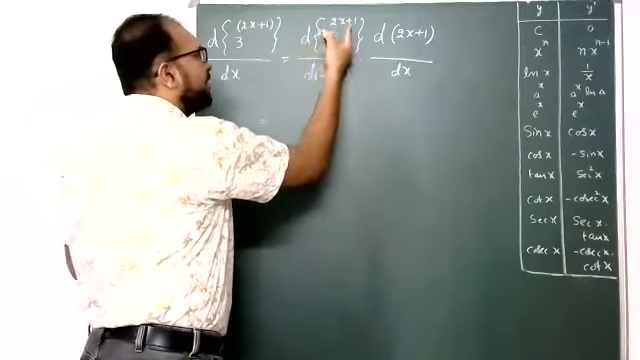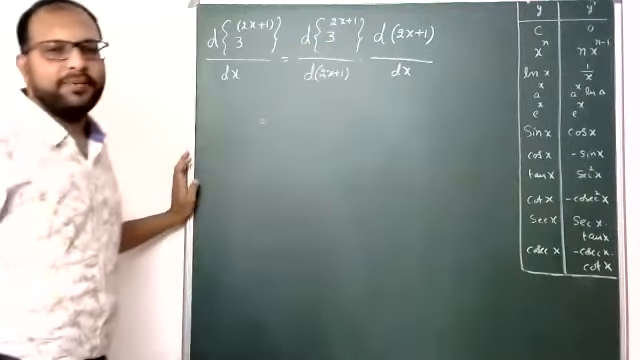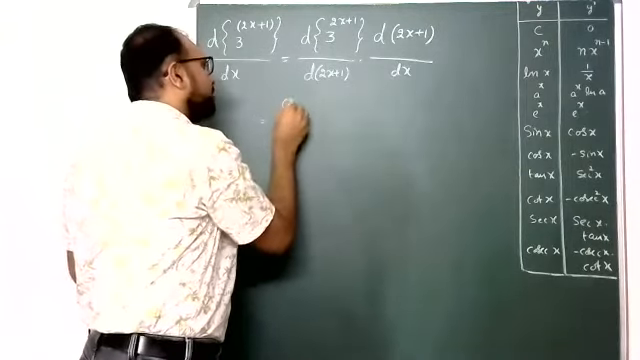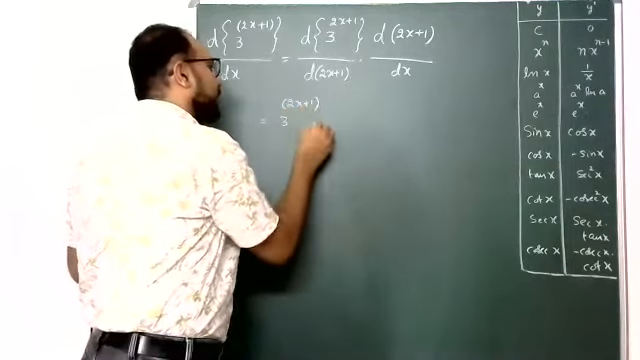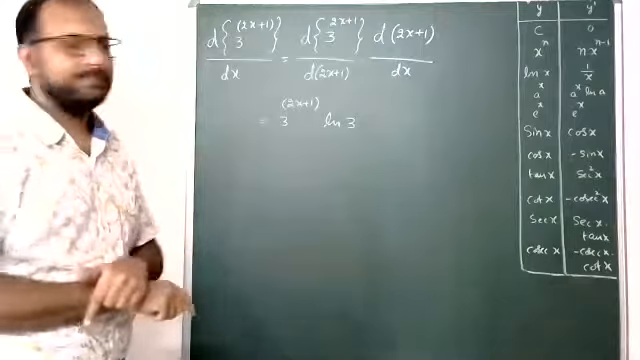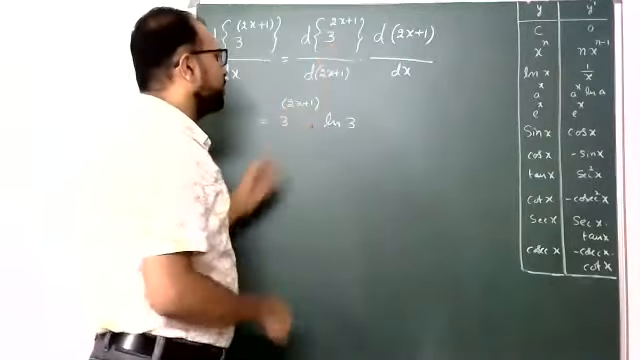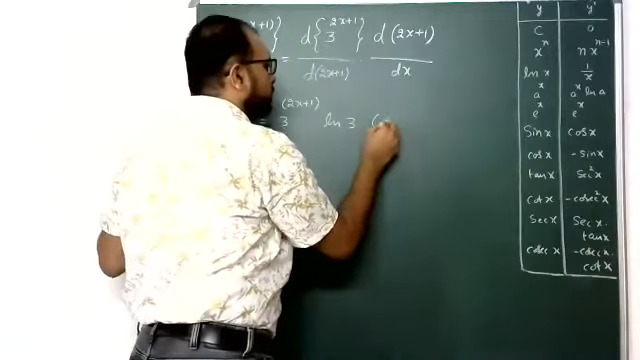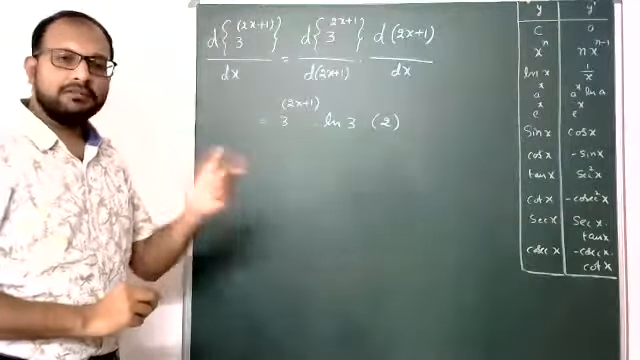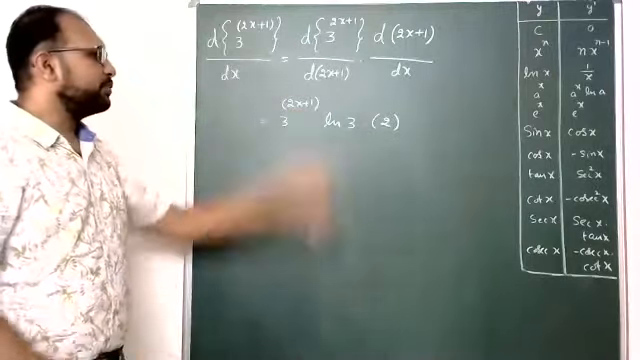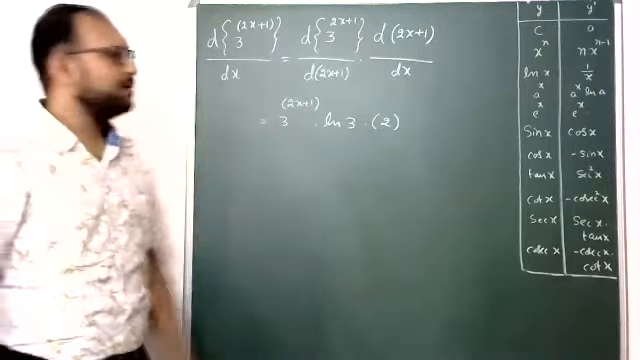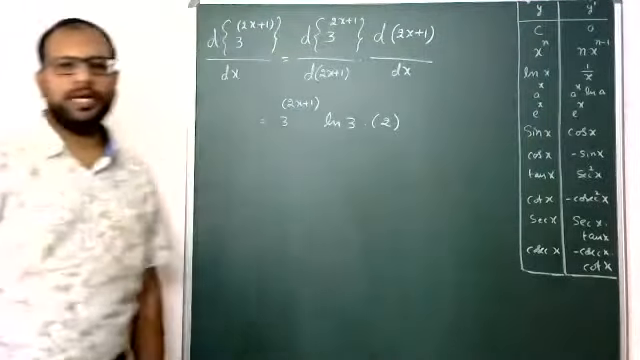Yes, now coming to here. Derivative of 3 to the power of 2x plus 1 in the form of a to the power of x. So a to the power of x, 3 to the power of 2x plus 1 into ln 3, means log 3 base e. Up to here first term over. Next into 2. So final answer: 2 into ln 3 into 3 to the power of 2x plus 1. This is another example of the chain rule for the a to the power of x model.